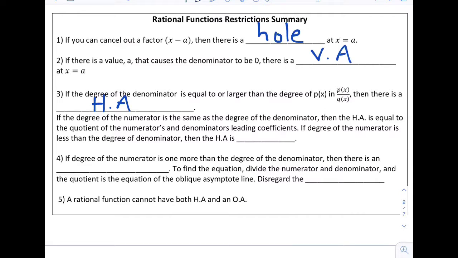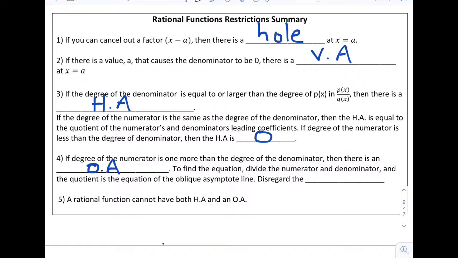There's two cases. If the degree of the numerator is the same, so if the degree on top and bottom is the same, then the horizontal asymptote is equal to the quotient, or the division, of the numerator and denominator's leading coefficients. If the degree of the numerator is less than the degree of the denominator, the horizontal asymptote is always at 0, or y is equal to 0. And finally, if the degree of the numerator is 1 more than the degree of the denominator, then there is an oblique asymptote, or slope asymptote.